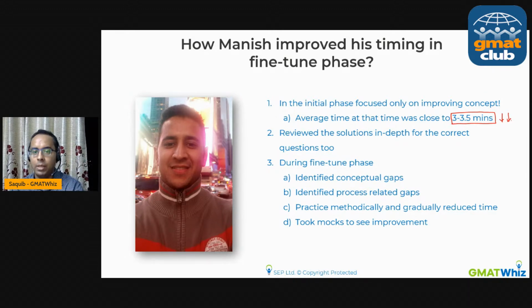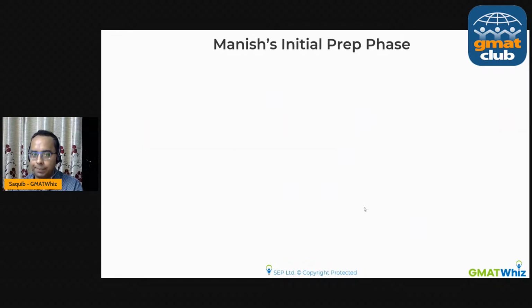Once he was done with that, he had to bring down his time. That is where the fine-tune phase comes into the picture, and he followed the same approach. He figured out what the conceptual gaps were, what areas he wasn't doing well in, and what process-related gaps he had, where he was not following the right process that we have taught. Then he practiced methodically to gradually reduce his time. Now again, this might seem vague because I'm just saying it, so let's look at the data.